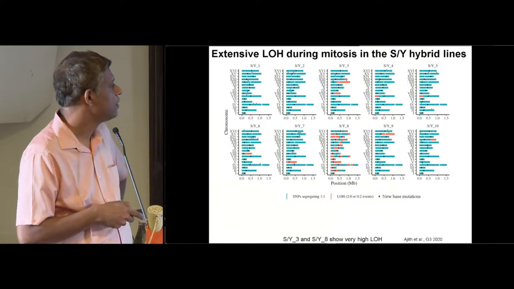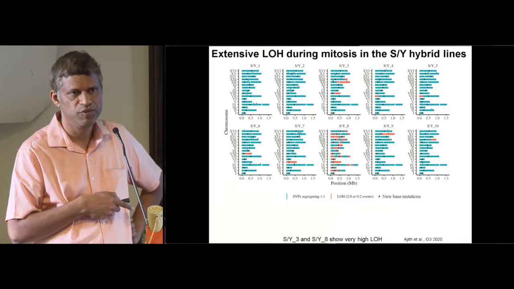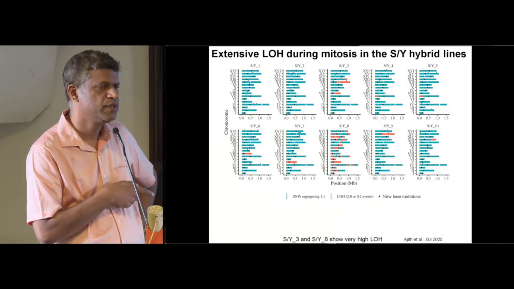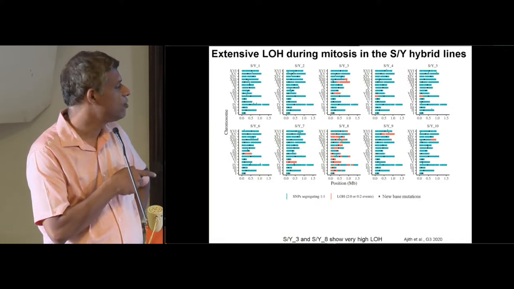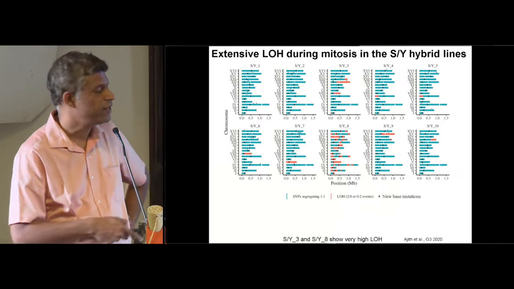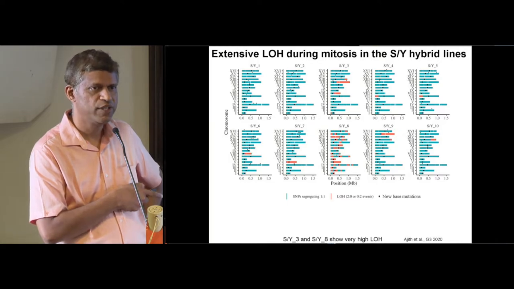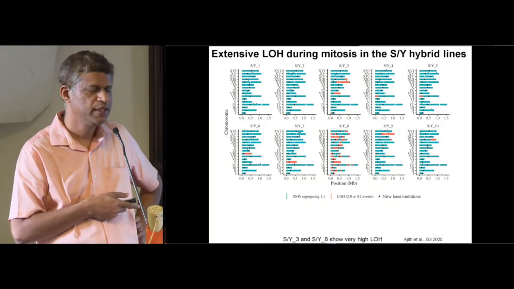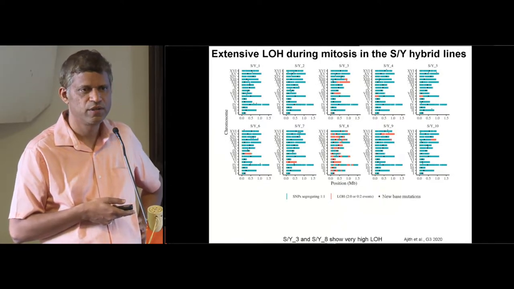So we looked at these SY hybrid lines, which I just mentioned, after doing mutation accumulation studies. Shown here on the y-axis are the chromosomes, and on the x-axis is the base position. What you can see is that all the green regions are still heterozygous, and the red locations are where you see LOH happening. As you can see, there is fairly extensive loss of heterozygosity going on, although this was supposed to be just a mitotic division, what we think of as clonal.